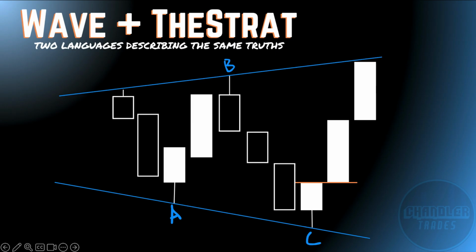So in conclusion, both the STRAT and Wave are two languages describing the same truths about the market. The markets don't follow wave theory. They don't follow the STRAT. There's not some secret code built in. Market makers aren't behind a curtain pressing buttons based on the STRAT or wave theory. These are both two styles of defining, describing, categorizing, quantifying what happens between buyers and sellers. And that's why these concepts work, and that's why they share so many similarities, because they are languages to describe how markets work.